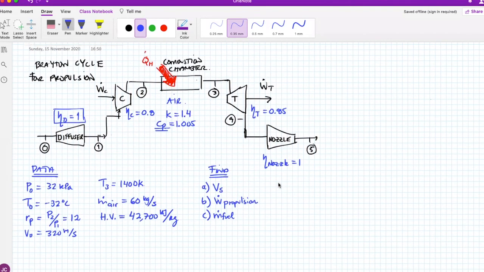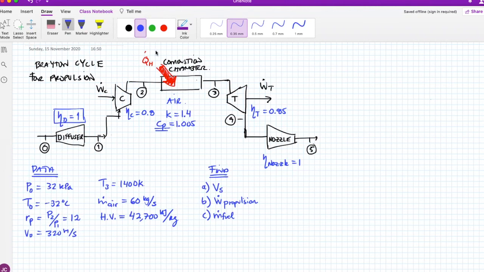I'm going to give you the data. First, look at the blue things inside the diagram, inside the schematics of the Brayton cycle. We have that the diffuser, I'm going to take it as ideal. I have a compressor, which is not ideal. It has 0.8 in efficiency. The turbine has 0.85 of efficiency. And the nozzle, I'm going to take it as ideal.